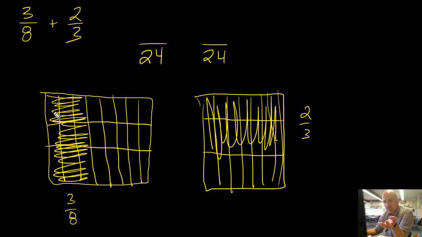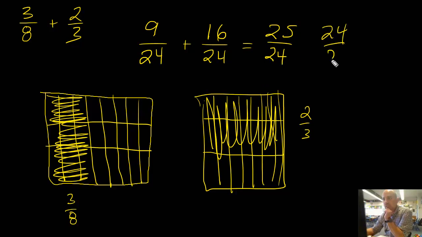And I know that I have 3 groups of 3 here. I have 1, 2, 3, 4, 5, 6, 7, 8, 9 24ths there. And over here I know I have 2 groups of my 8ths, so I have 16. Now I've got to add those together. 16 plus 9 is 25. 25 24ths is what I'm left with. And I know that a whole would be 24 24ths. That would be a whole. And then I would have 1 24th left hanging out. And this would be 1 1/24.